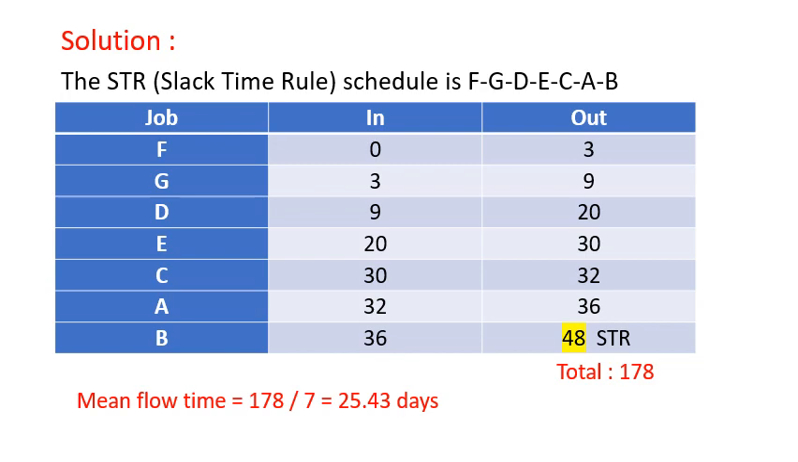When you compare all four schedules now, one by one, in FCFS, you got a mean flow time of 28 days. In SPT, you got a mean flow time of 20. In STR, 25.43 and EDD, 23. So now based on this, you can make a selection of which particular rule you will prefer.